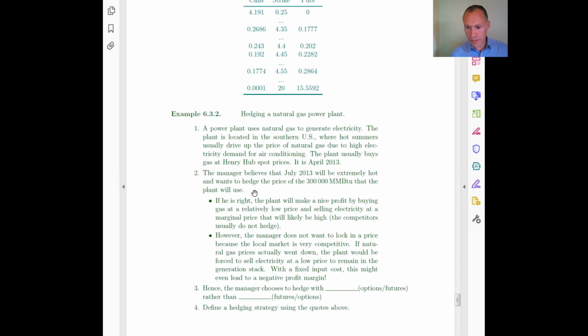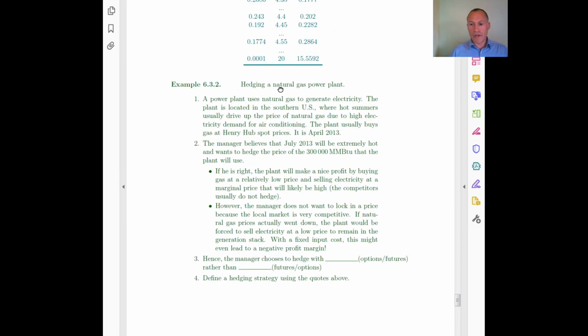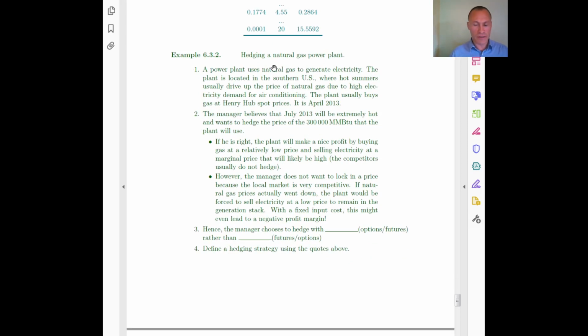So, quick example here. Now for hedging natural gas power plants, this is the same type of setup we have seen many times before in this course. So we have a power plant that uses natural gas to generate electricity. Another scenario is the following. Let's say that the plant is located in the southern US, where you have hot summers that usually drive up the price of natural gas due to high demand for air conditioning, right? You have to use electricity to have air conditioning, and therefore you have to buy a lot of natural gas, and therefore the price of natural gas is high, right? The plant usually buys gas at Henry Hub spot prices, okay, because it's in the southern US.